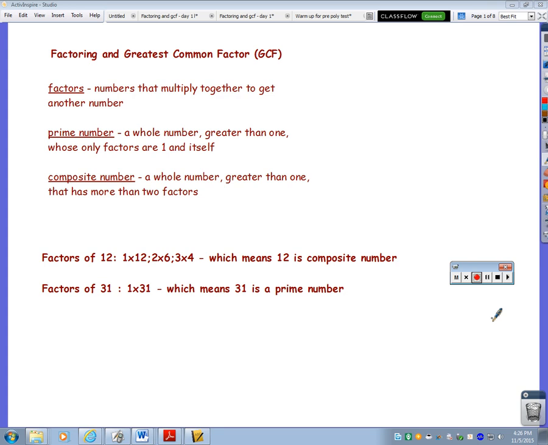Here are some examples. Factors of 12: 1 times 12, 2 times 6, 3 times 4, which means 12 is a composite number because it has more than one set of factors. Factors of 31: 1 times 31, which means 31 is a prime number because there's only one set of factors.